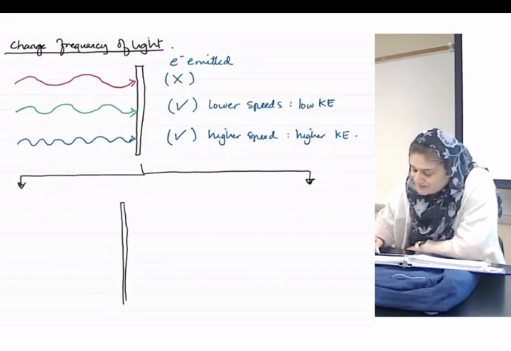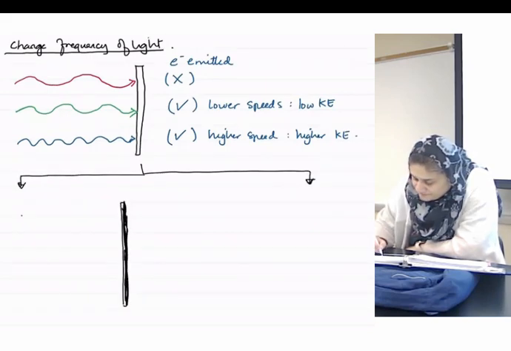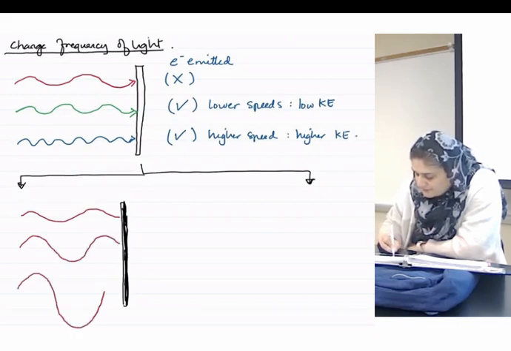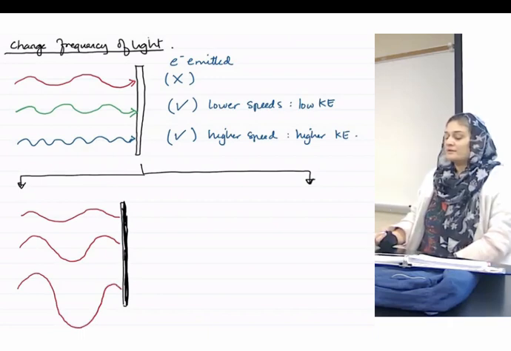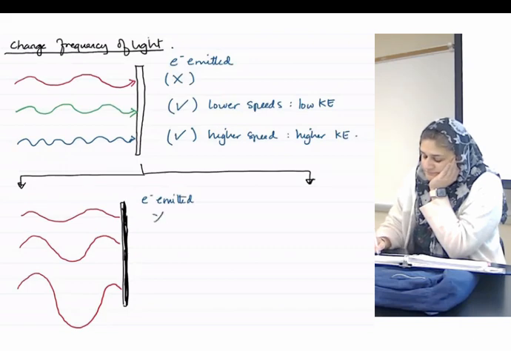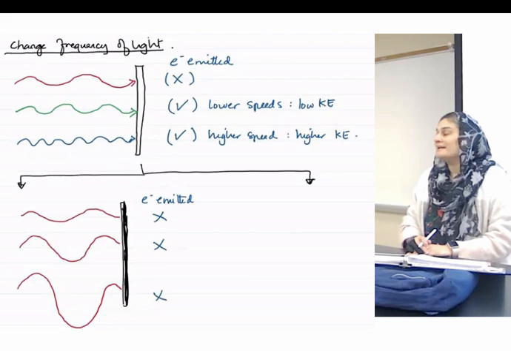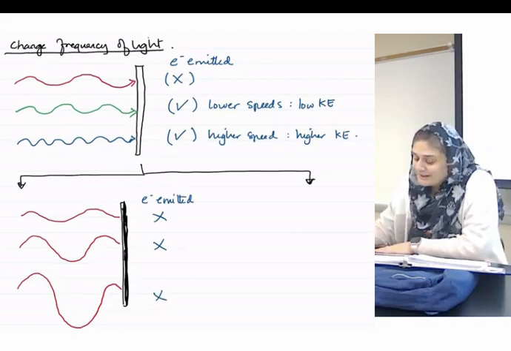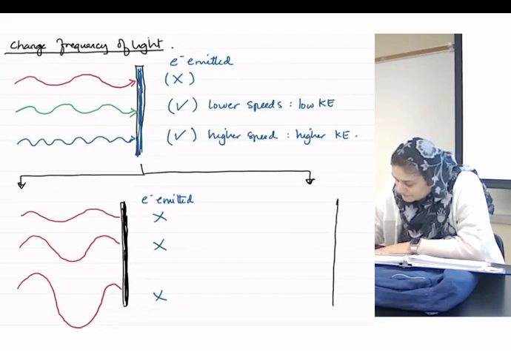So same metal surface, but I'm going to change its amplitude. Lower amplitude, higher amplitude, even higher amplitude. Are electrons emitted on the other side? Nope, nope, nope. No matter how much I increase the amplitude, no electrons were emitted. Now let's try it with the blue. Okay.